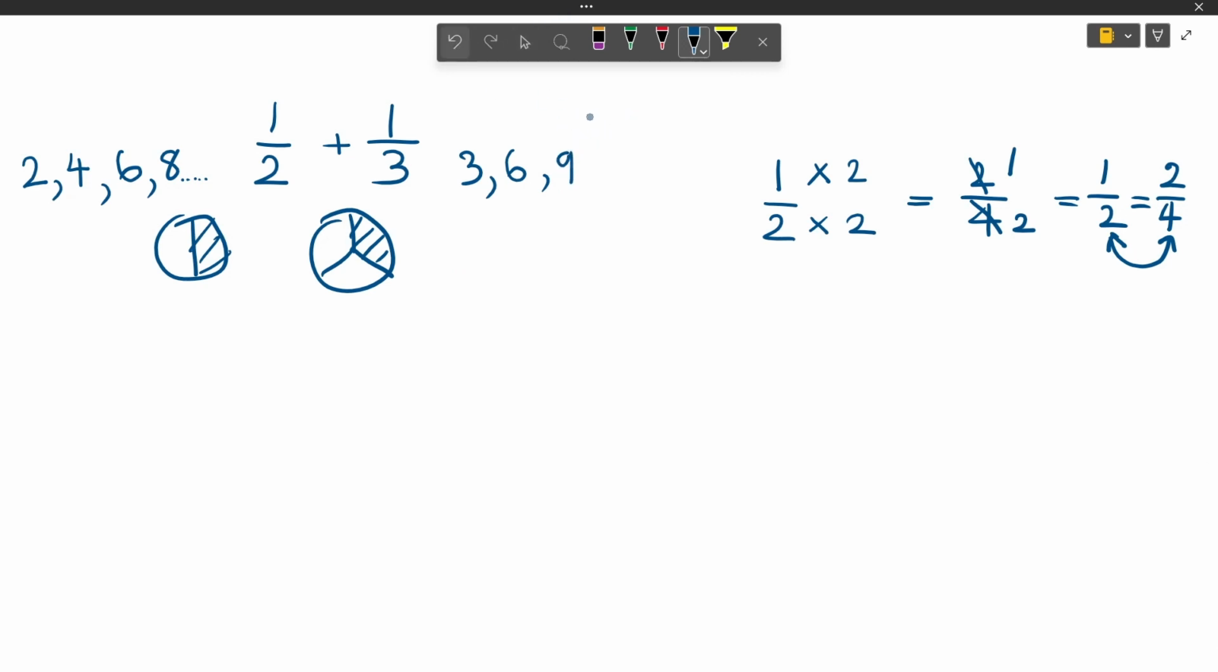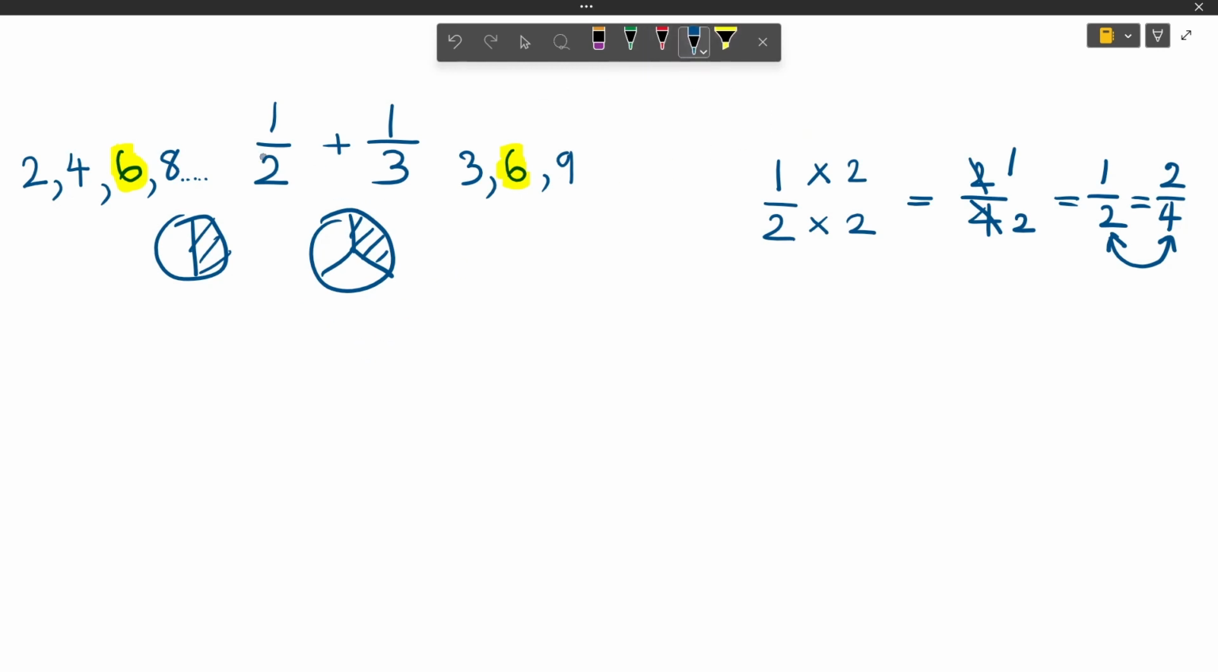Okay. Now do you see something here? We have 6 in both sides. So the lowest common multiple of these two denominators is 6. So we can make these denominators into 6.